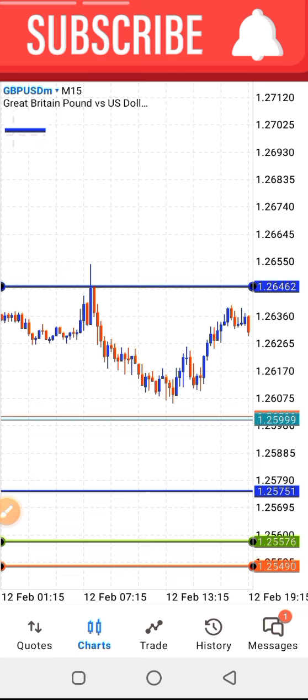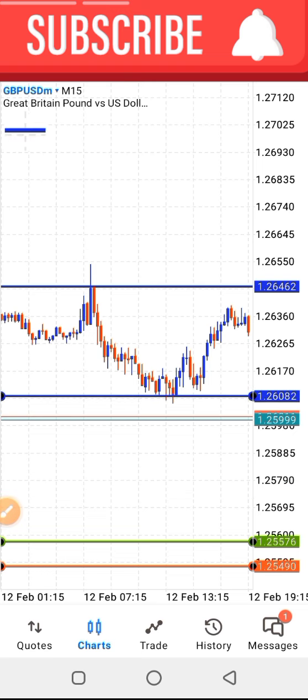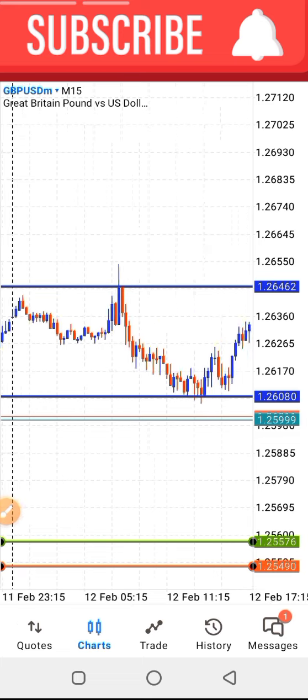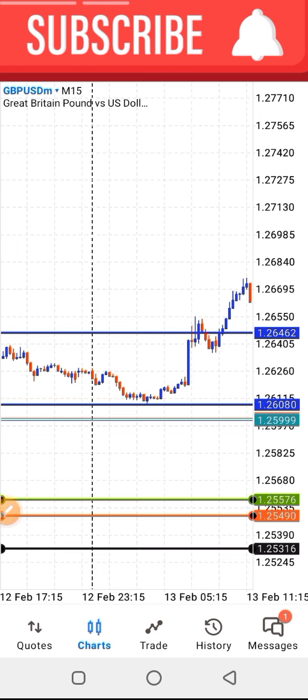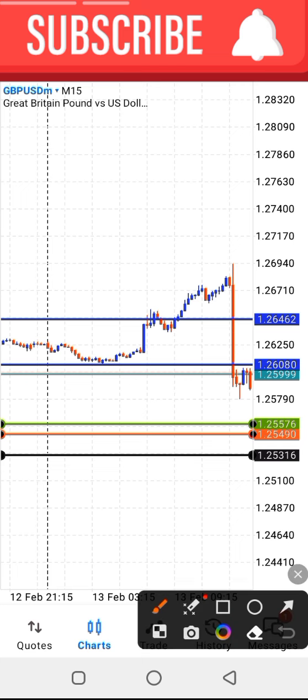So this is the highest point for Monday. Where is the lowest point? Quickly. This is the lowest point for Monday. So on Tuesday, I'll try to see what will happen when one of the levels gets mitigated. The top part got mitigated with a candle body close. So you can see that.